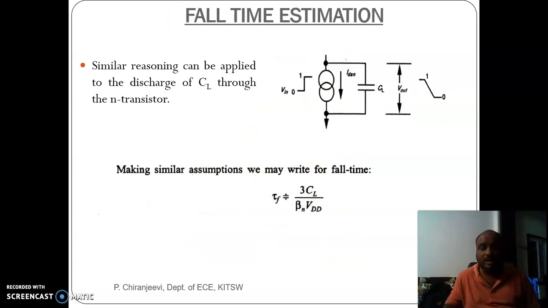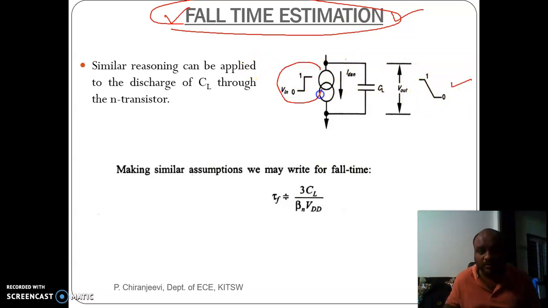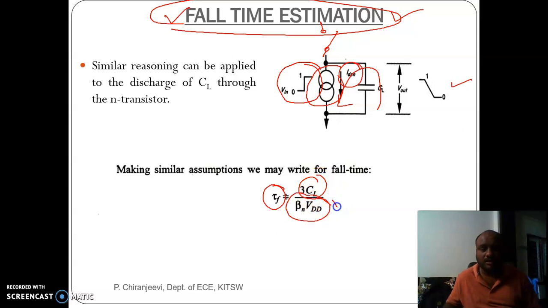In similar lines for fall time estimation, there is no requirement of any derivation. Directly you can say fall time will be when your output is going from 1 to 0. When will this happen for an inverter? When your input is 0 to 1. When your input is 0 to 1, your NMOS will be on and PMOS will be off. Here the capacitor discharges through this transistor with a current of IDSN. So in similar lines, we can say the fall time is equal to 3 into load capacitance divided by beta N into VDD.